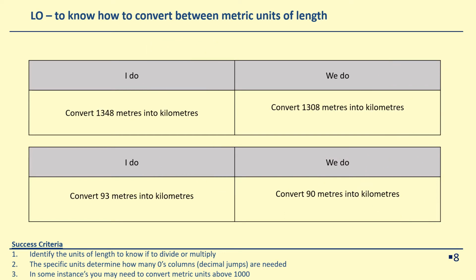Okay, this time we're looking at converting meters into kilometers. So 1,000 meters equals 1 kilometer. So you said it, we're going to be dividing by 1,000 for that reason. 1,348 meters. Let's say we had that as part of the I do. All right, we're dividing by 1,000 because we need to get it into kilometers.